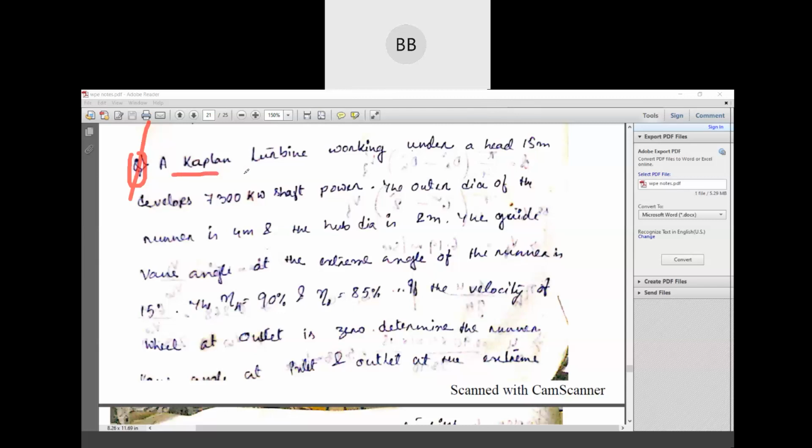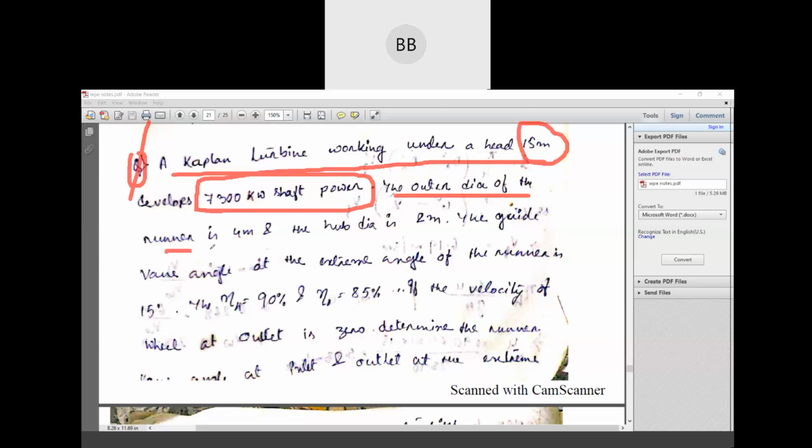What is given here? A Kaplan turbine working under a head of 15 meter develops 7300 kilowatt shaft power. The outlet diameter of the runner is 4 meter and the hub diameter is 2 meter. So the outlet diameter, that is D naught, is given as 4 meter and DH is given as 2 meter.